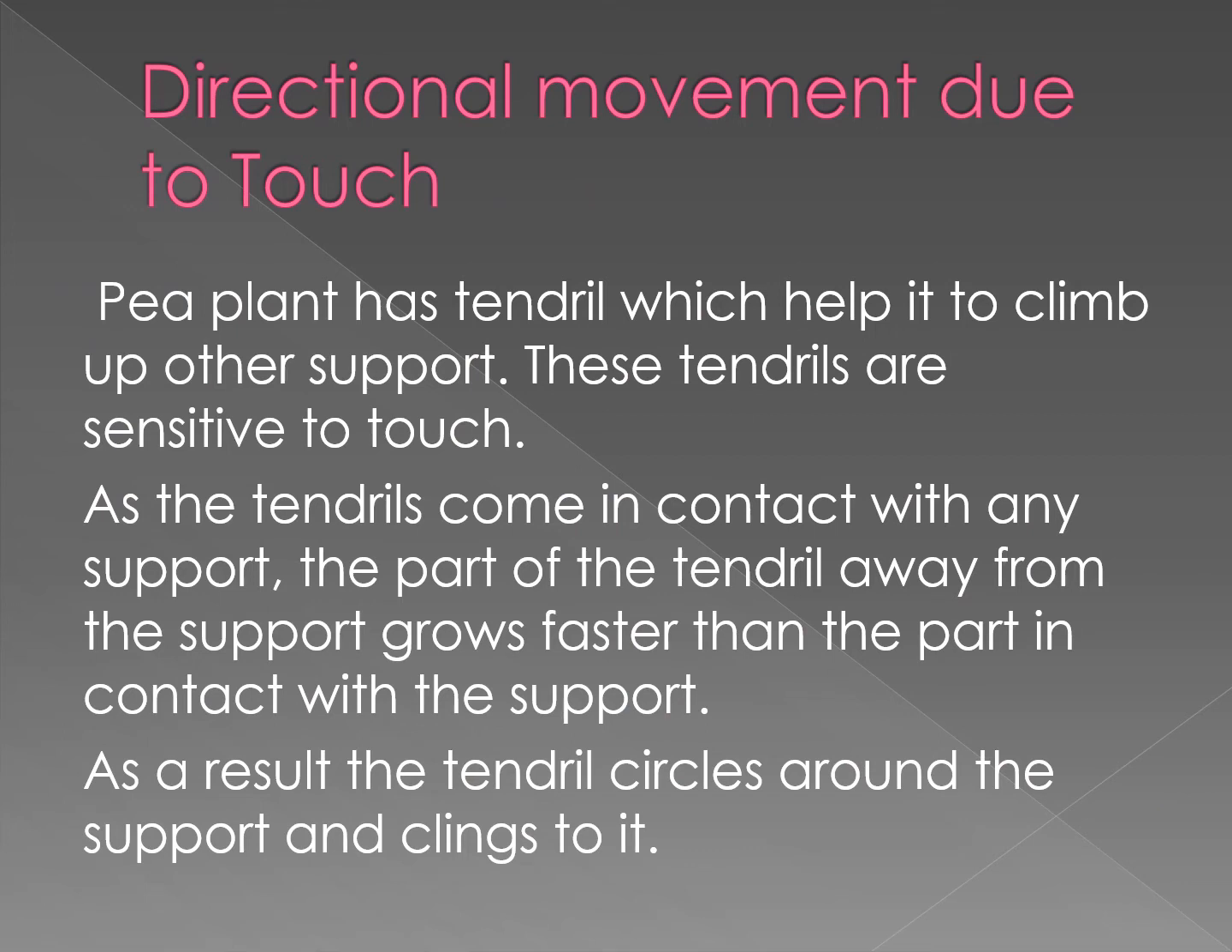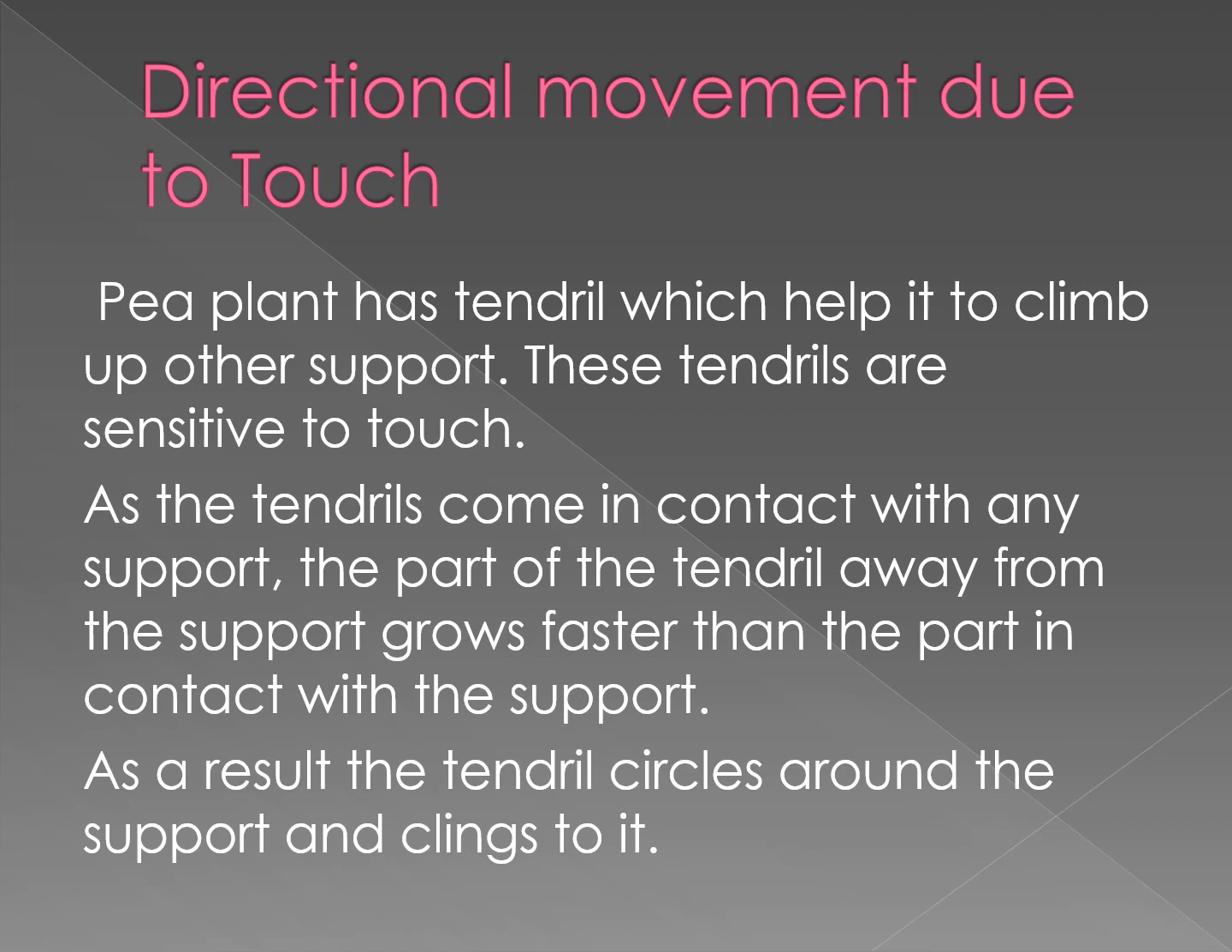There is another effect of the auxin, in the case of directional movement due to touch. Some plants are climbers, and they have a very weak stem. We have the example of the pea plant. The pea plant has a thread-like, spring-like structure called the tendril, and the purpose of the tendril is to help the plant climb up and get support.